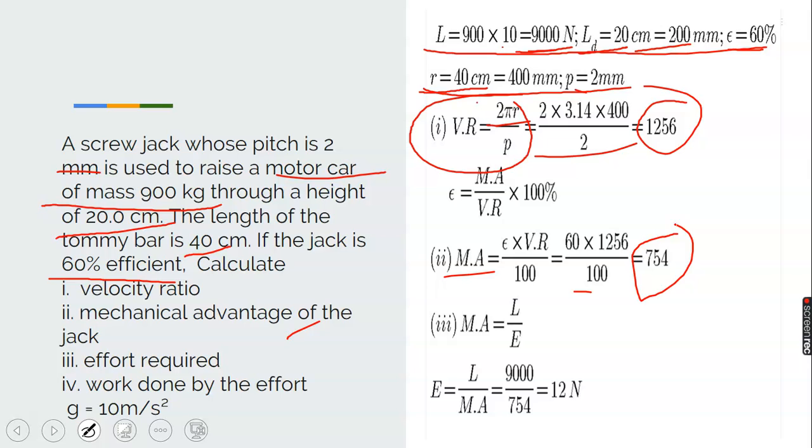Now, the effort required, MA equals load all over effort. Cross multiply and bring E out. We have effort equals load all over mechanical advantage. Now, 9,000 divided by 754. You can see we have 12 Newton. Applying 12 Newton to carry a load of 9,000 Newton.